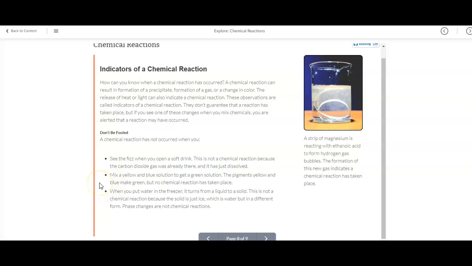When you mix yellow and blue solutions to get green, the pigments in the yellow and blue make green, but really no chemical reaction has taken place there. When you put water in the freezer and it turns from a liquid to a solid, we know that's not a chemical reaction because the ice is still water, it's still H2O, so that is not a different product formed. So phase changes are not chemical reactions. You should put that in your notes as well.